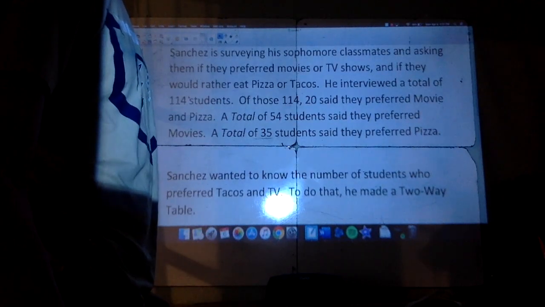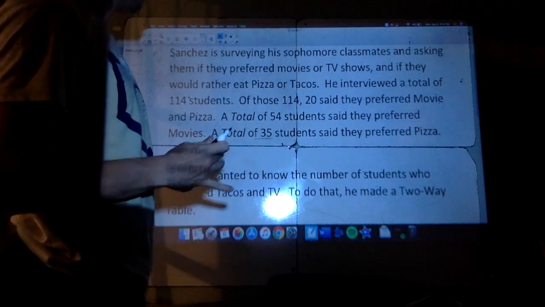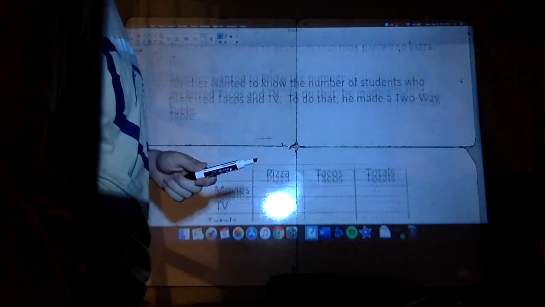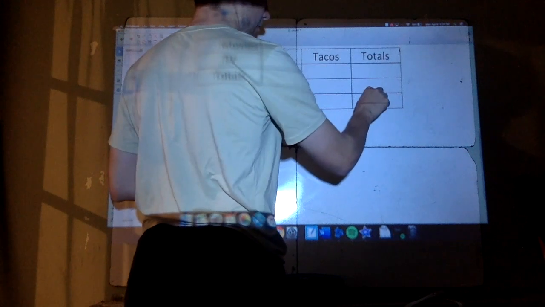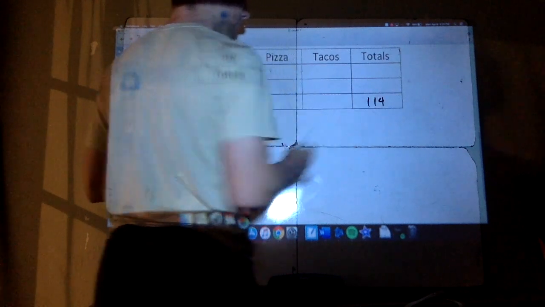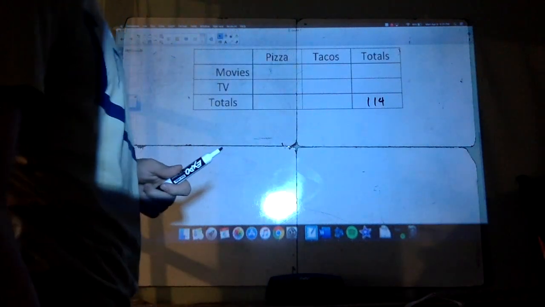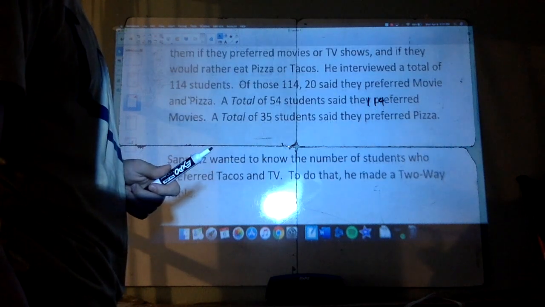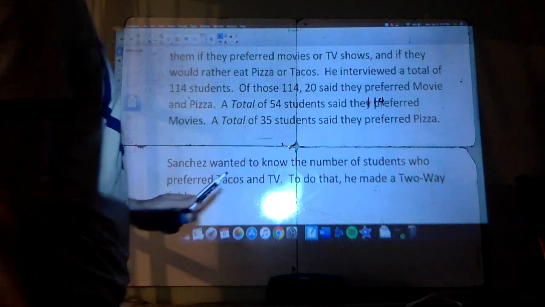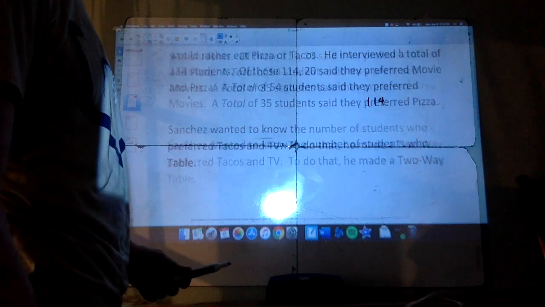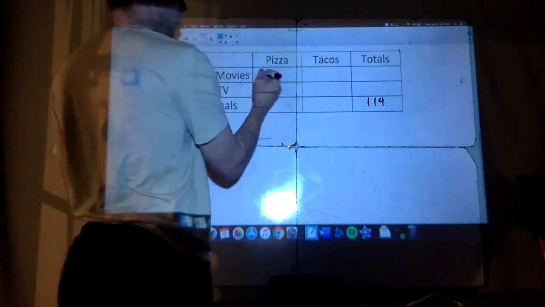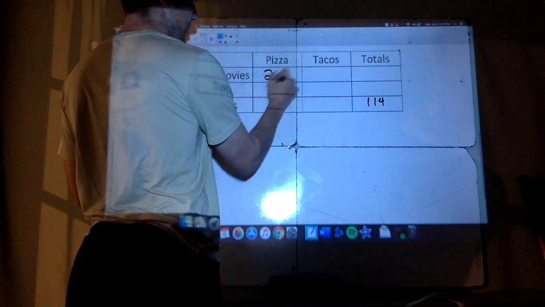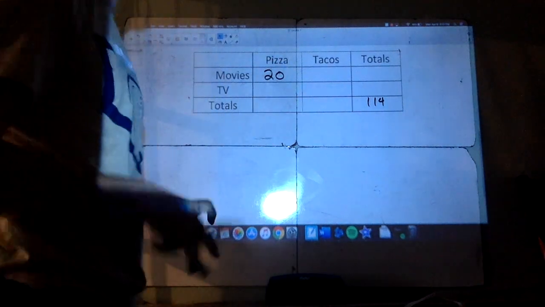So let's start with the total of 114. So our total number of people goes in this bottom right category. Let's get some more data. 20 said they preferred movie and pizza. So let's get that. So 20 were in movie and pizza. So 20 students were in that category.